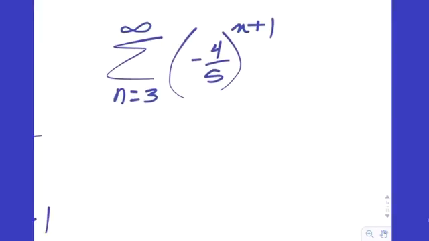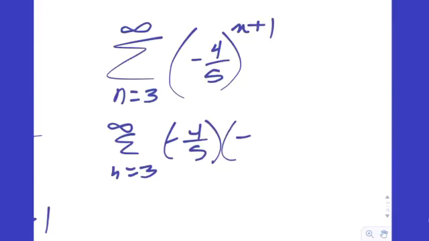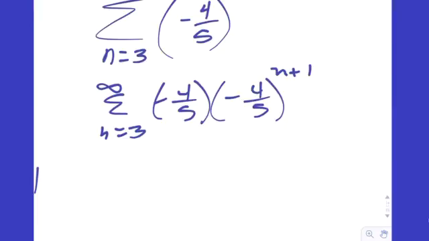There's a couple ways to do it. If you want to use the root test, you got to be able to write it to the nth power. So here's one way you could do it. You could write that as negative 4/5 times negative 4/5 to the n plus first power. You can do it that way.